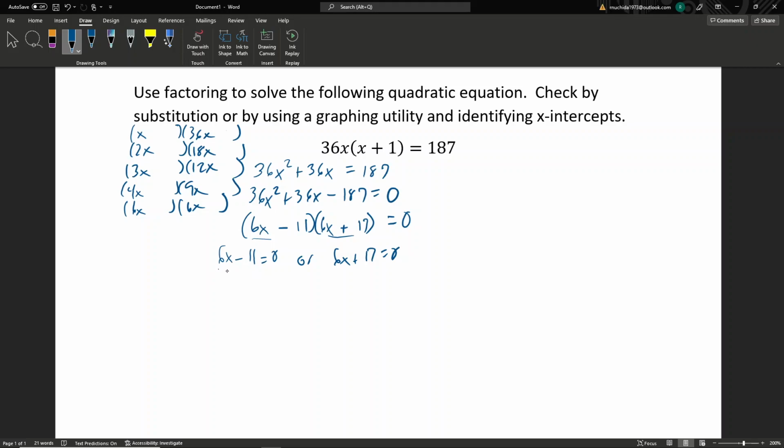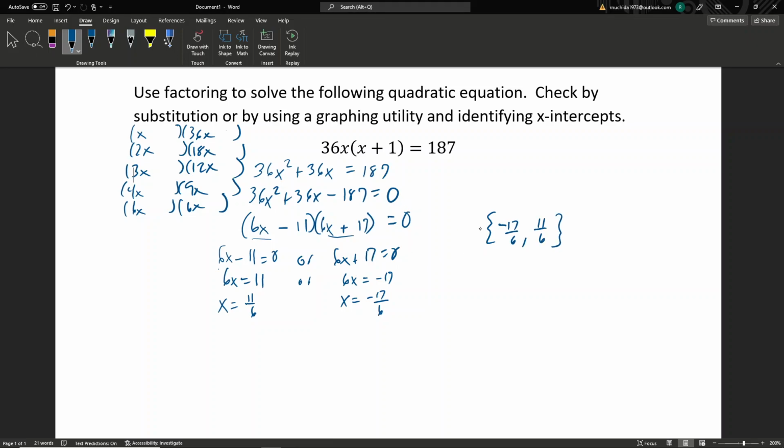Add 11 to both sides, we get 6x equals 11. Divide both sides by 6, we get x is 11 over 6. And on the other one, subtract 17 from both sides, we get 6x equals negative 17. Divide both sides by 6, we get x is negative 17 over 6. So our solutions in this case are negative 17 over 6 and 11 over 6.